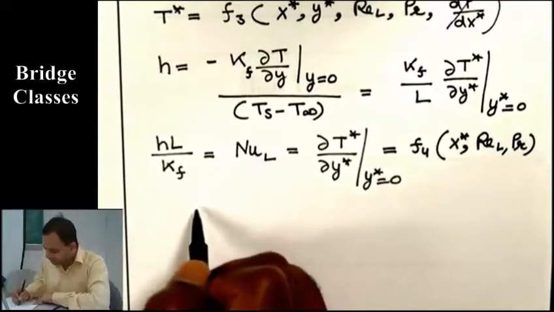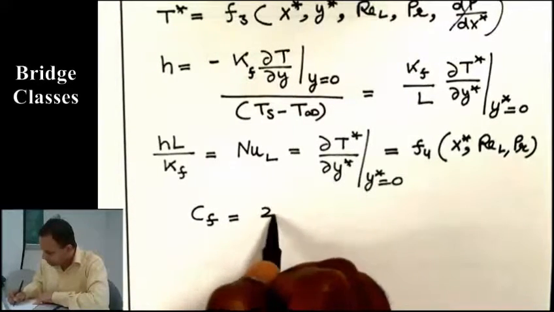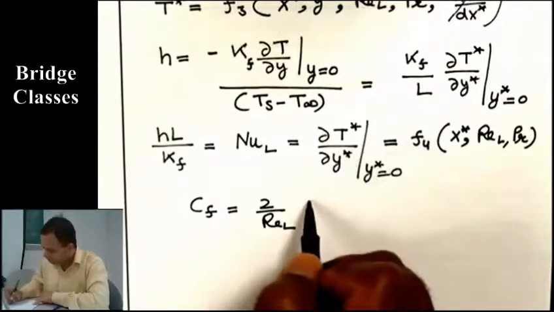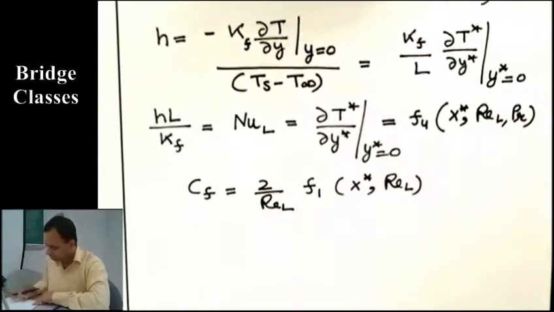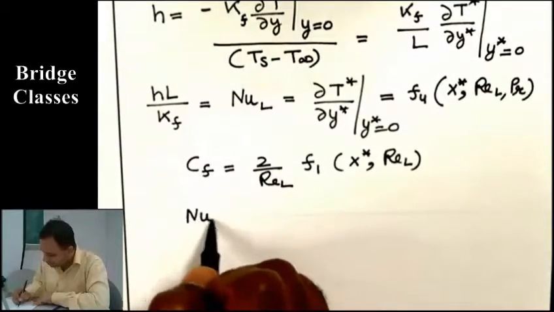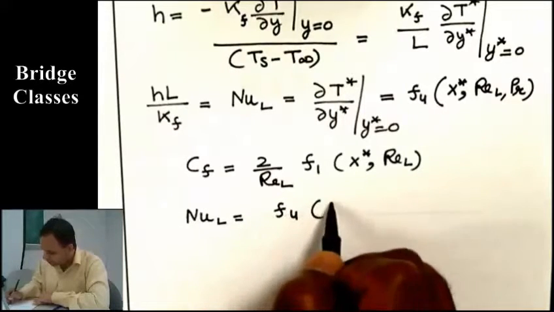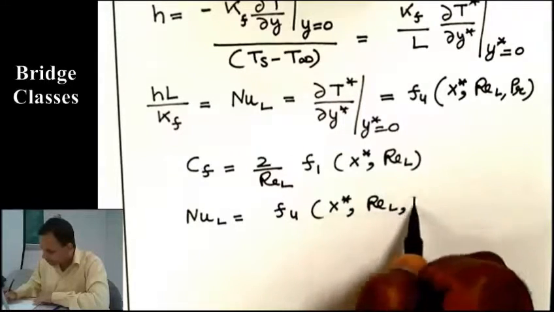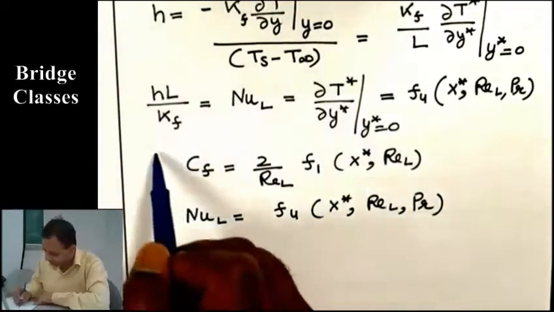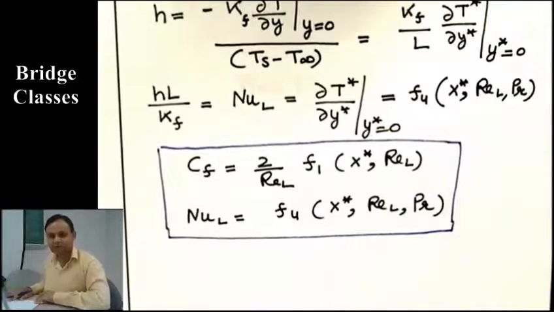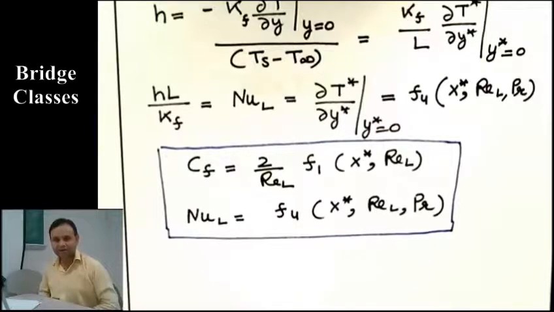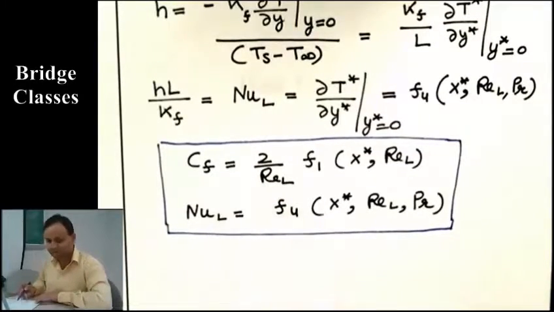Let me summarize it. We got Cf is twice over Reynolds number times some function of x star and Reynolds number. And we got Nusselt number is some function of x star, Reynolds number, and Prandtl number. Okay, so that is another approach. When we want to do a dimensional analysis, we can write down all the parameters and determine what the non-dimensional parameters are and what is going to be the form of the correlation. Or the other is, we can non-dimensionalize the governing equation. That is what we did here.